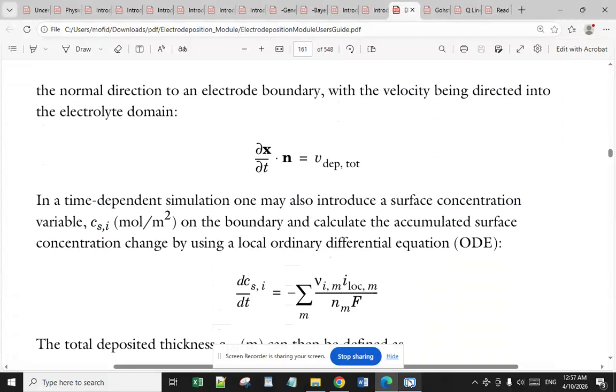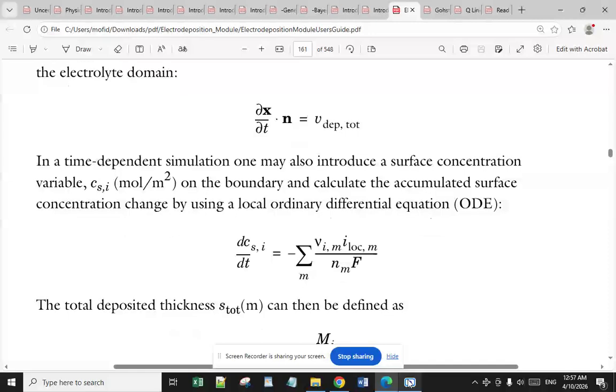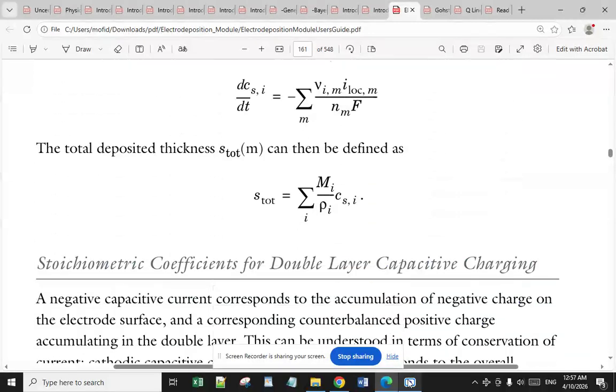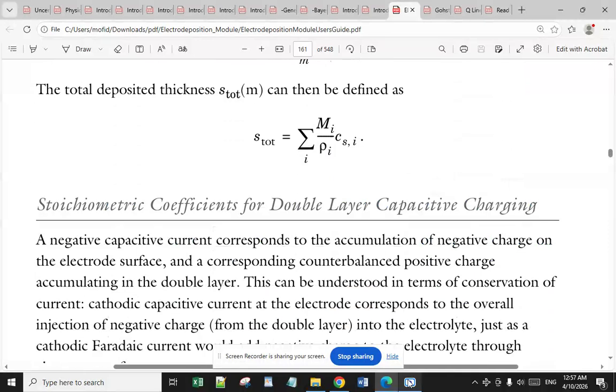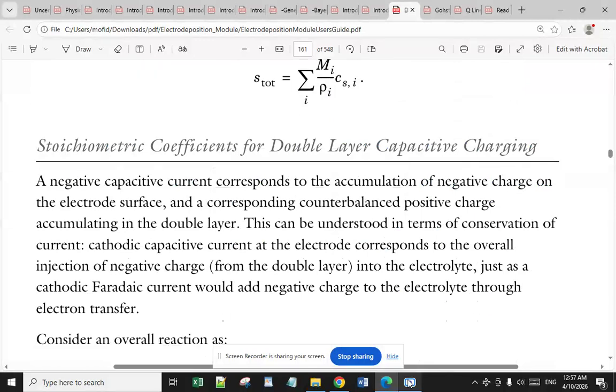In time-dependent simulation, one may also introduce a surface concentration variable c_si, in mol per square meter, on the boundary and calculate the accumulated surface concentration change by using a local ordinary differential equation (ODE) based on the blue formula. The total deposited thickness s_total, in meters, can then be defined as follows, where s_total is equal to sigma over i of m_i divided by rho_i times c_si.